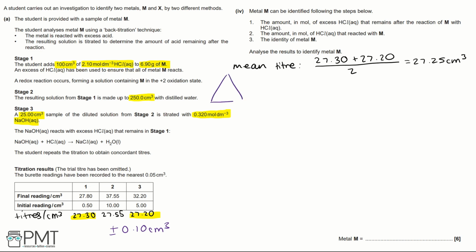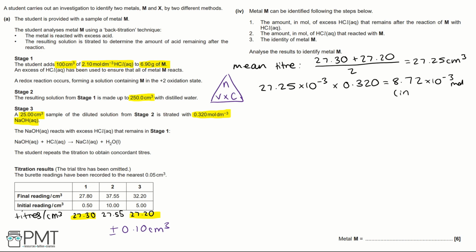The equation triangle we're going to use is the number of moles is equal to volume times concentration. And what we're going to do is work out the number of moles of sodium hydroxide. So we've got its concentration and we've got its volume, which is the mean titer, so we can work out moles. So we're going to do 27.25 times 10 to the negative 3 because we convert centimetres cubed into decimetres cubed, and then multiplied by 0.320, which is the concentration of sodium hydroxide. And that equals 8.72 times 10 to the negative 3 moles.